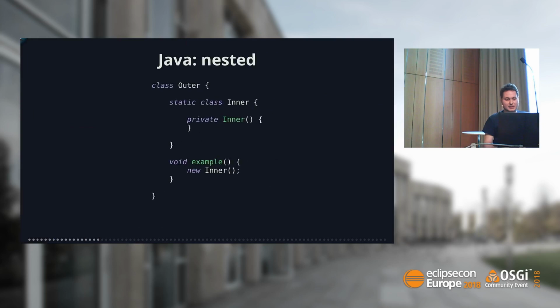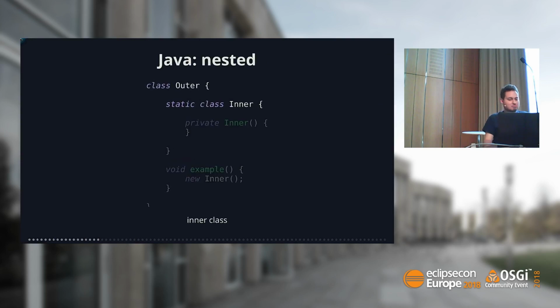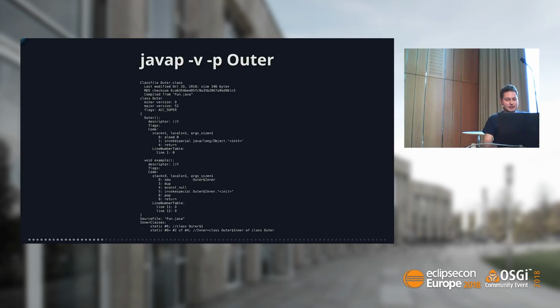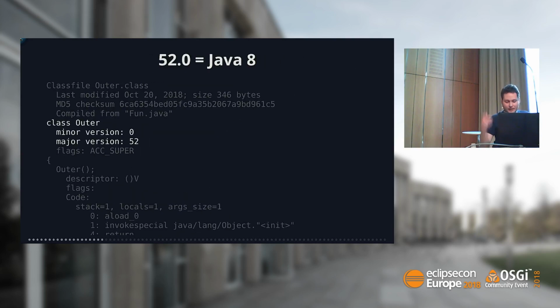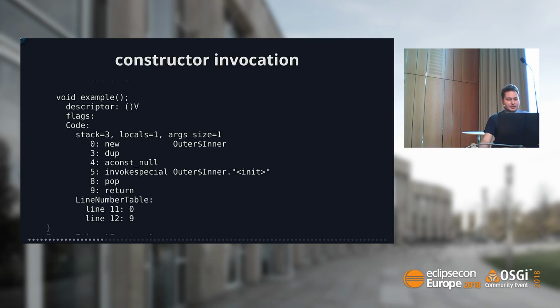Let's have a look at this. So we have another simple example. We have an outer class and an inner class, pretty simple. We have a private constructor in the inner class, and we invoke this constructor from the outer class. What could happen here? Let's see. Again, we compile and we decompile. Again, Java 8. So here is a constructor invocation.